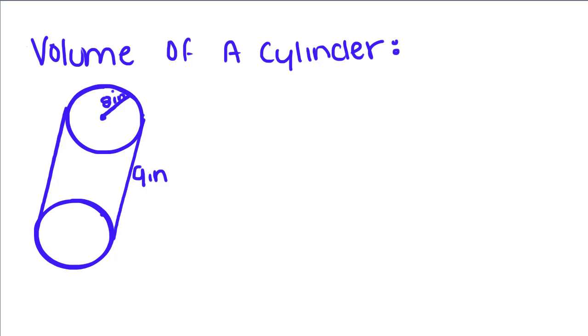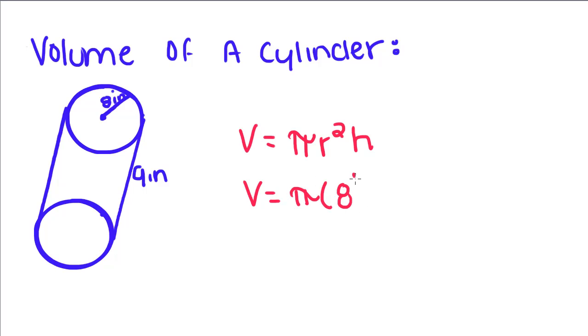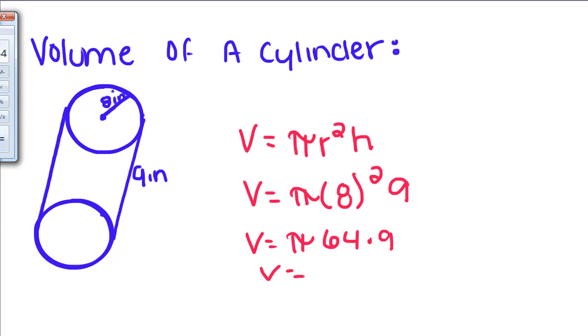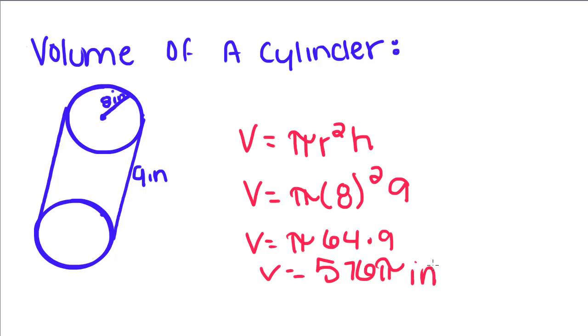So we have a radius of 8 inches and a height of 9 inches. Volume is equal to pi r squared h. Volume is equal to pi, our radius, which is 8, squared, times our height, which is 9. So pi r squared is 64 times 9, and I have to plug that into a calculator. 64 times 9 equals 576 pi inches. And remember, we're in volume, so we're talking about three-dimensional space, so it's inches cubed.